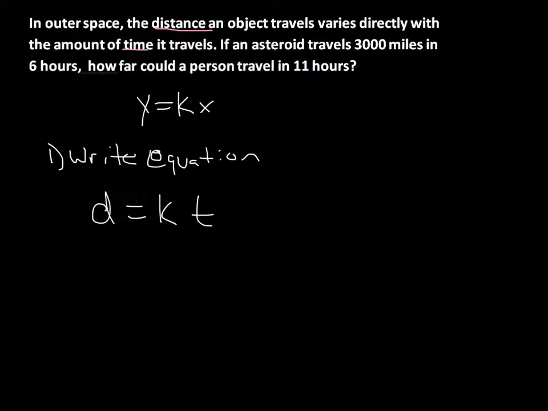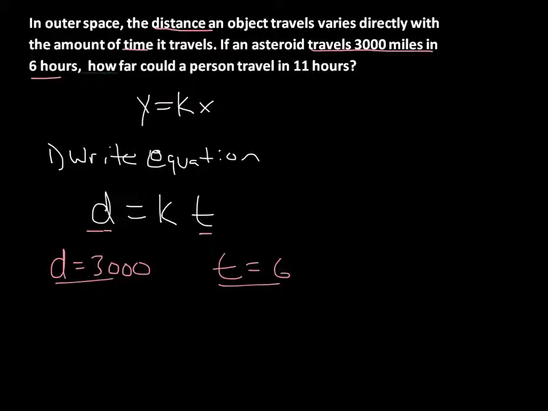So do you see up here in the second sentence, it tells us that if an asteroid travels 3,000 miles in 6 hours. So you can see they give us a distance of 3,000 when we have a time of 6. So now what we're going to do is we're going to substitute those values of d and t up here in the original equation so we can solve for k. So let's go ahead and do that.